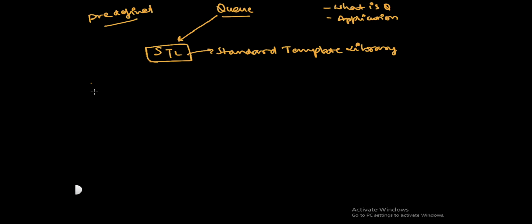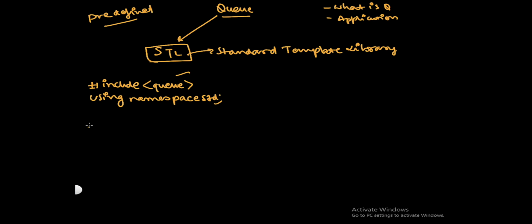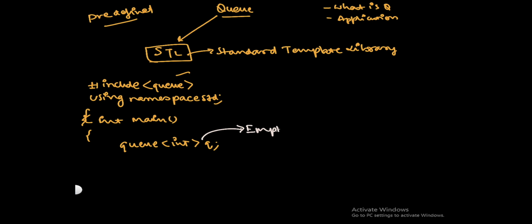Let's think of an example. I just have to include the library, #include, using namespace std, and here the input output and all that. And as soon as I write queue<int> q, I will get an empty queue to perform my functions upon.